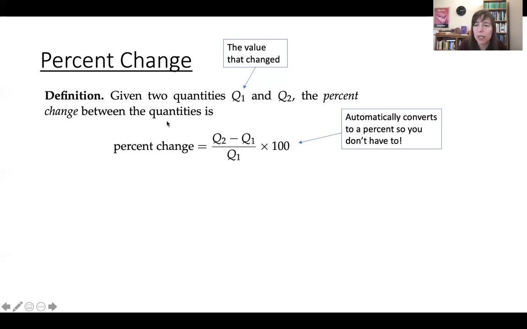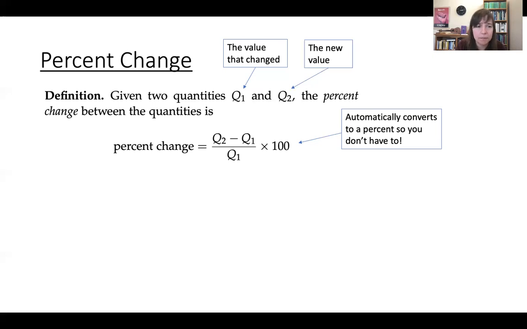And so when you're calculating something that's changing over time, your Q1 should be the first thing. Your original value, that is the thing that is changing. And it's changing to Q2. So this is your new value. So Q1 is your original value, Q2 is the new value, and you calculate the percent change by taking the new value, subtracting the original value, and dividing by the original value. If there's anything that's going to get messed up here, it's going to be switching around Q1 and Q2. So just be careful about that.